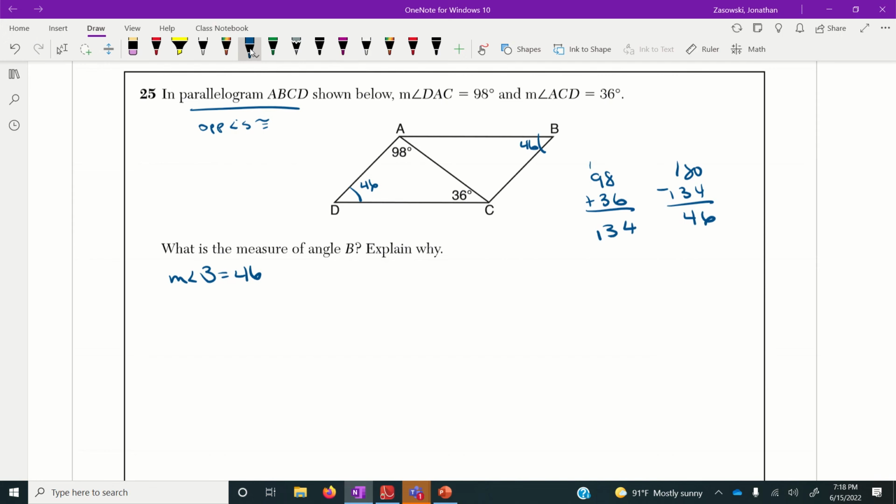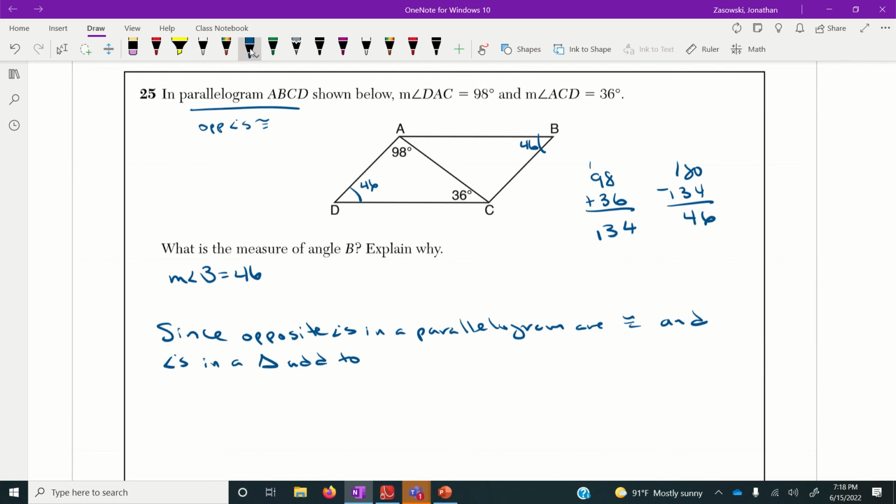It said explain why. So we can say since opposite angles in a parallelogram are congruent, and the angles in a triangle add to 180 degrees, the measure of angle D is equal to 46 degrees, and the measure of angle B is also going to equal 46 degrees.